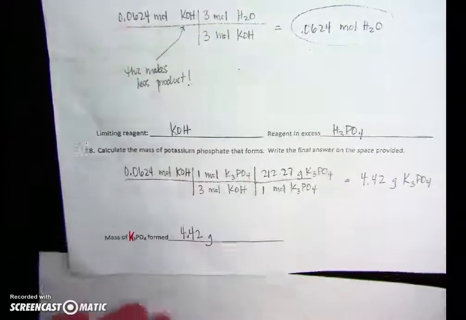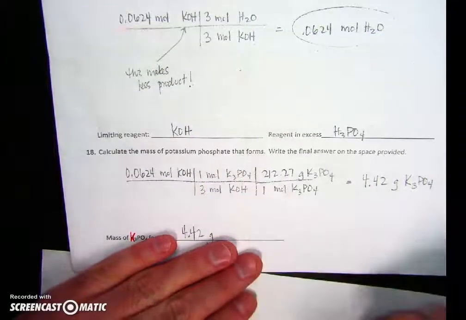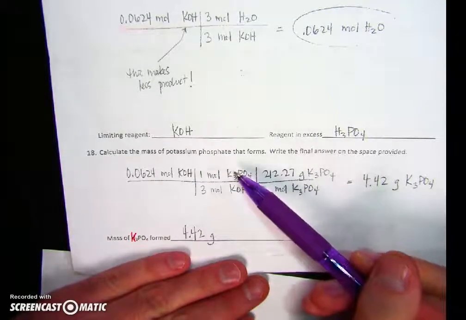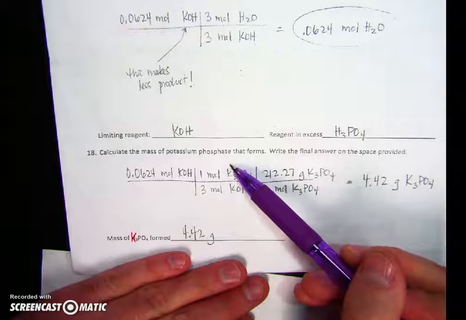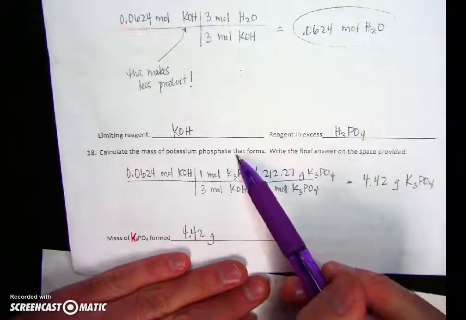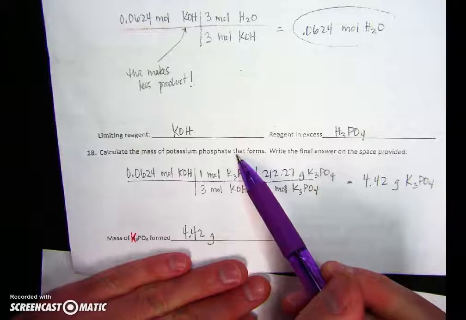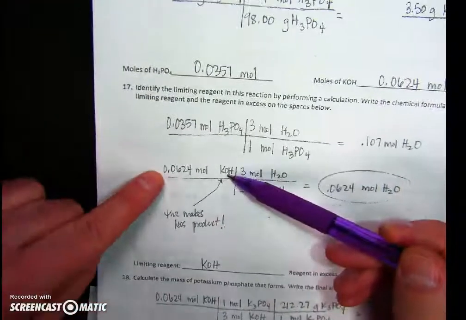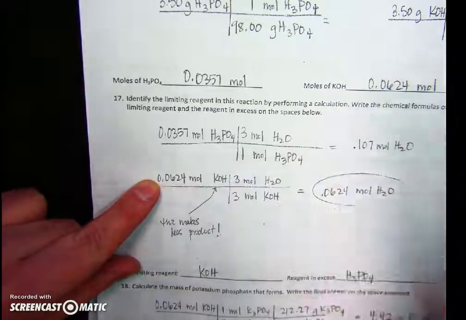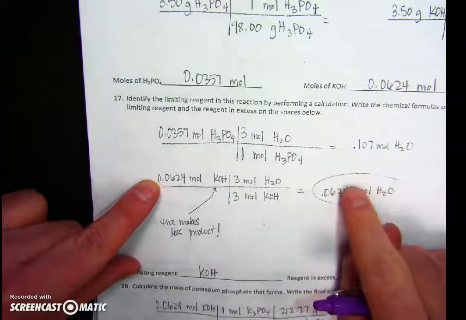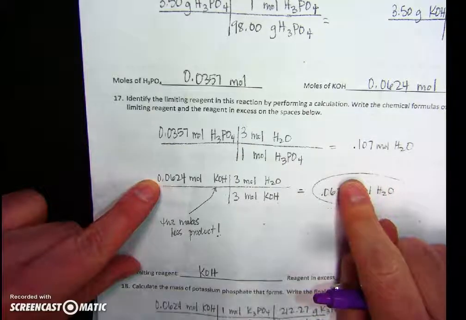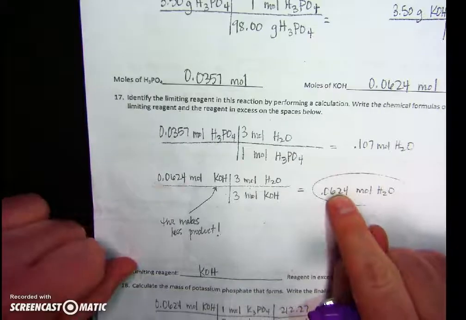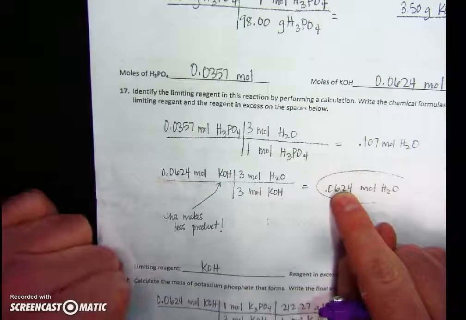The last question asks the mass of potassium phosphate that forms. Now, the mass of K3PO4 that forms is dependent on starting with the limiting reagent. Now, Ms. Sessions took the starting moles of KOH. If this number had been different than 0.0624, and had she chosen this as her starting spot, she would have made a mistake.